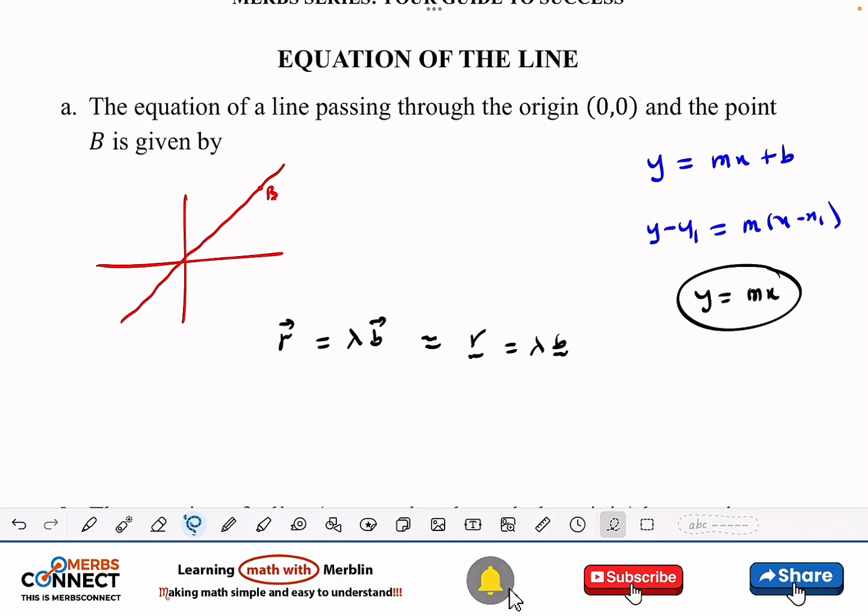So this is the equation of the line passing through the origin. Don't forget, it passes through the origin, right? So basically, that's what we are trying to talk about. So this or that.